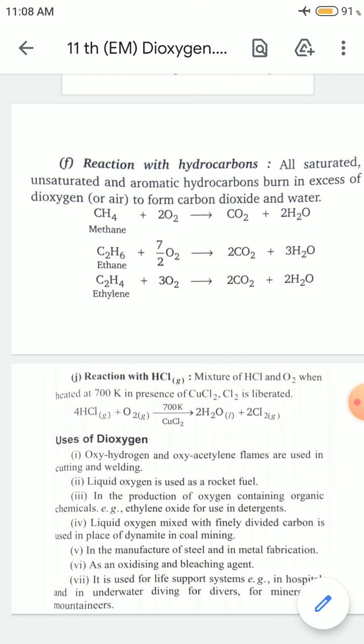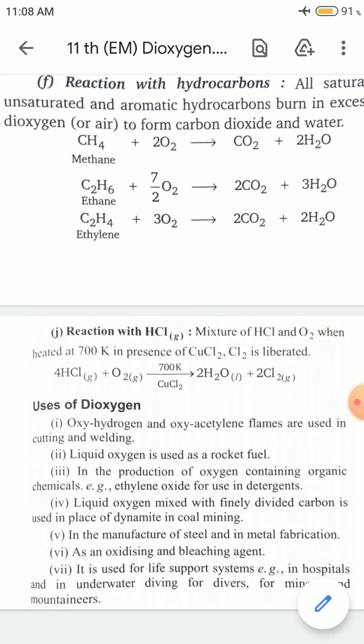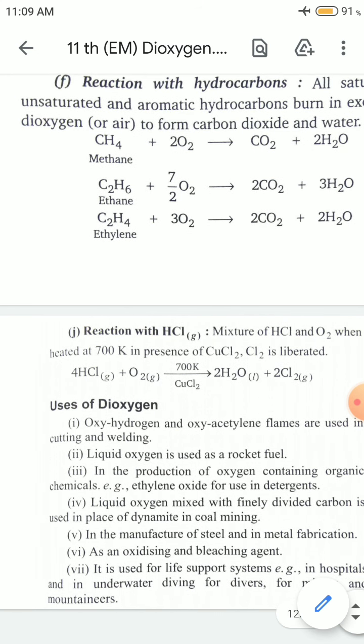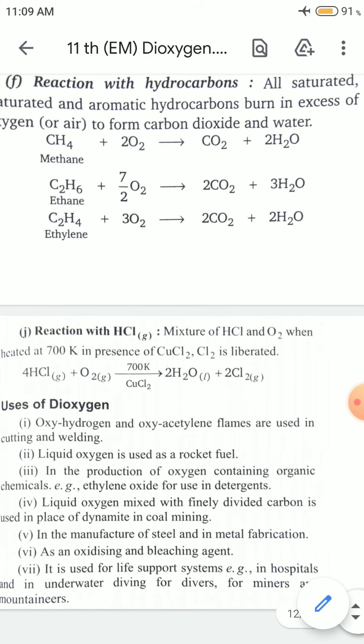Uses of dioxygen. Oxyhydrogen and oxyacetylene flames are used in cutting and welding. Liquid oxygen is used as a rocket fuel. It is used in the production of oxygen-containing organic chemicals. Liquid oxygen used with finely divided carbon is used in place of dynamite in coal mining, in the manufacture of steel, and in metal fabrication as an oxidizing and bleaching agent.